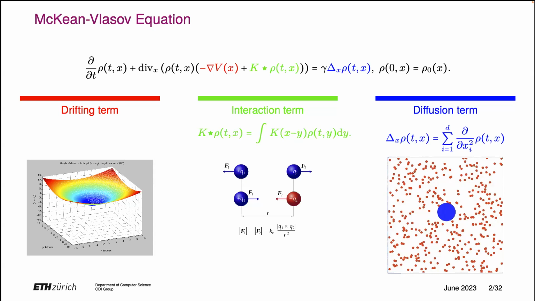The interaction term is used to model the interparticle interaction. Since we're considering the mean field limit regime, this interaction between particles can be captured by the convolution of some interaction kernel K with our current variable density rho. And lastly, we have the diffusion term, which is used to model the random collision between particles.